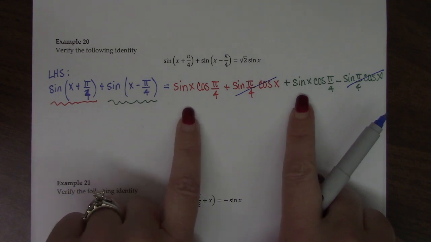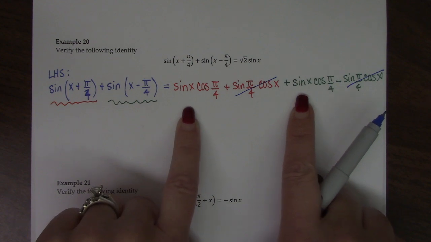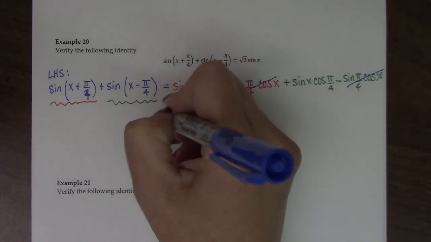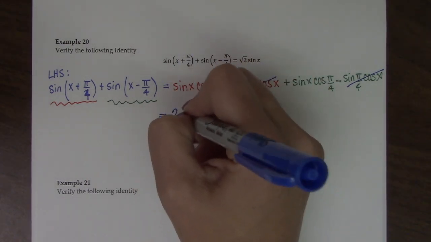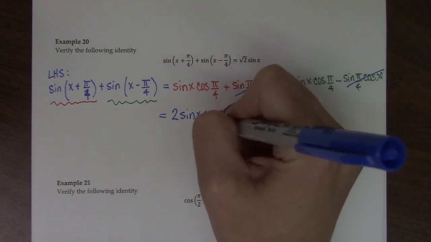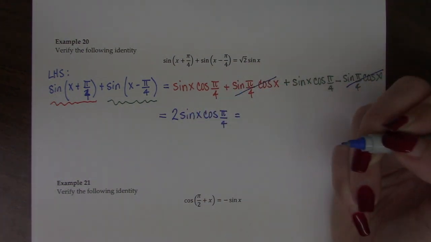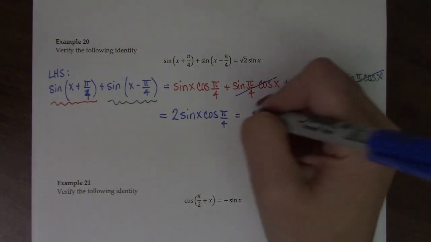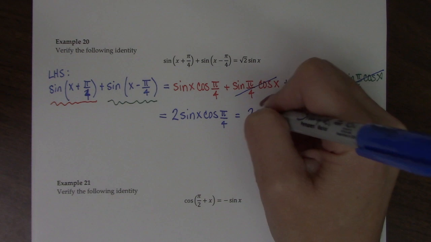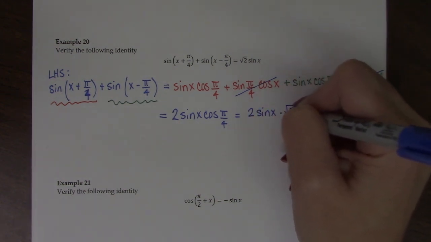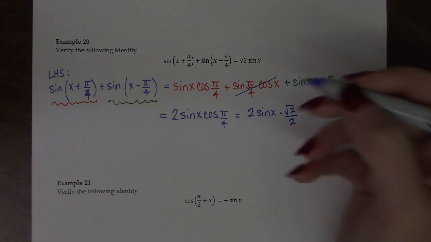This is a sine x times cosine pi over 4, so there are two of them. So now I can say I have 2 times sine x cosine pi over 4. However, pi over 4 is a special angle. We actually know what cosine of pi over 4 is. So this is 2 times the sine of x times the square root of 2 over 2.